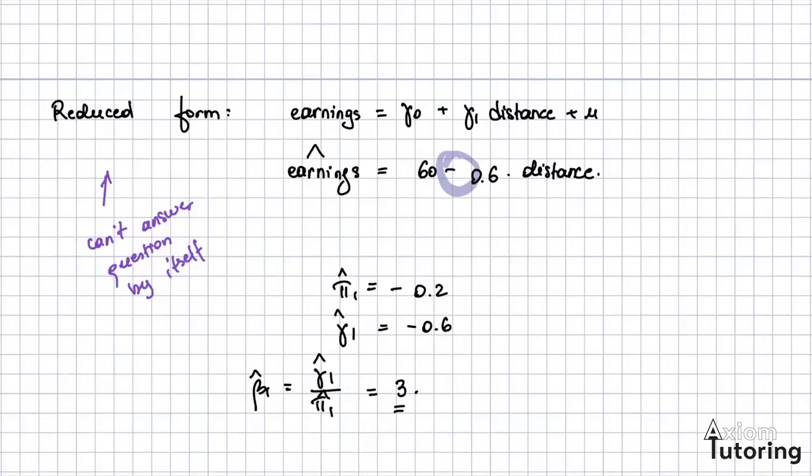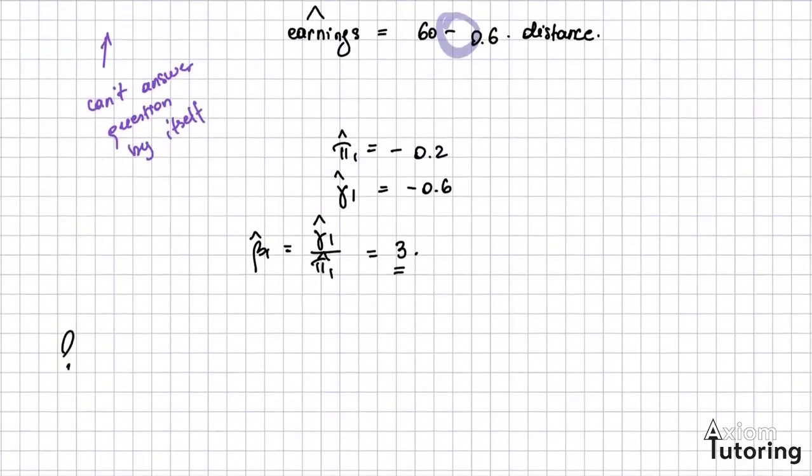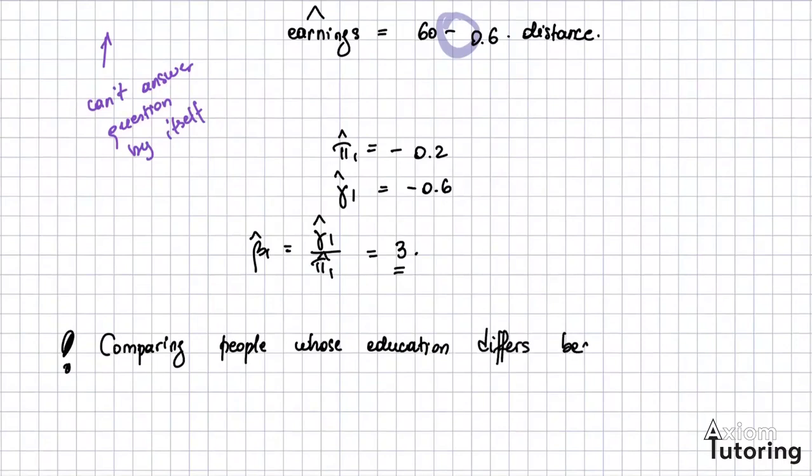Keep in mind, we're not comparing everyone with different education levels, because that comparison is contaminated by ability, motivation, and family background. So we are comparing people whose education differs because of how far they lived from a university. And I think this is a very crucial point that a lot of students sometimes miss. So let me write that down. We are comparing people whose education differs because of how far they lived from uni.